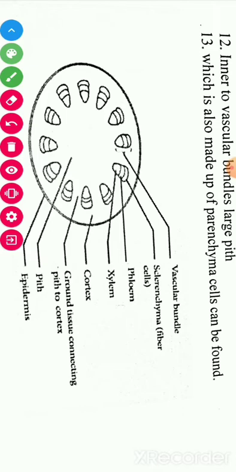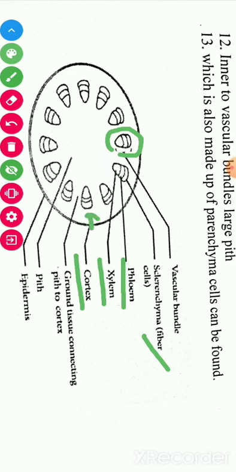Now we have to label the vascular bundle very clearly. That's the vascular bundle. Then we have, facing the epidermis, sclerenchyma fiber cells. Then we have phloem. And behind phloem, we have xylem facing the pith. We have the phloem facing the cortex, right? So this is the cortex. You can see the cortex region.